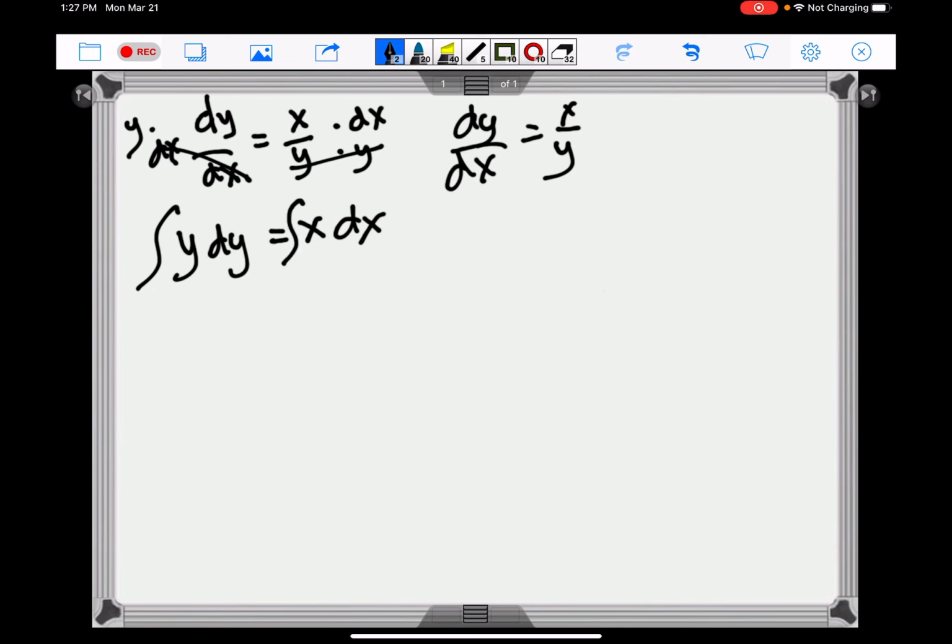Okay, so the first thing I did is I separated my variables, and then the next thing I'm gonna do is take the antiderivative of each side individually. Okay, so I have y squared over 2 plus c equals x squared over 2 plus c. Are those c's gonna be the same? Not necessarily. Not necessarily, they might be.